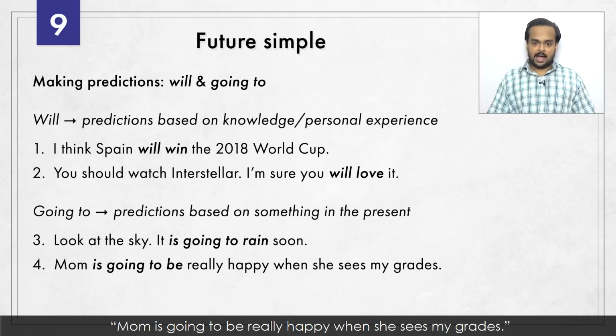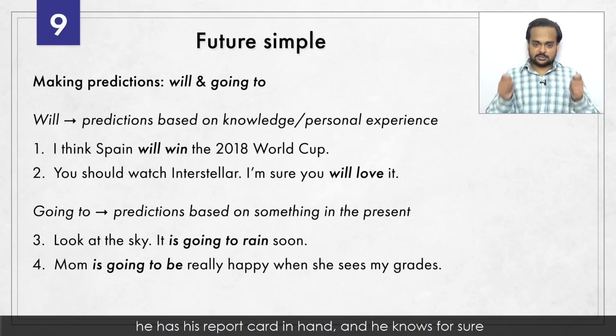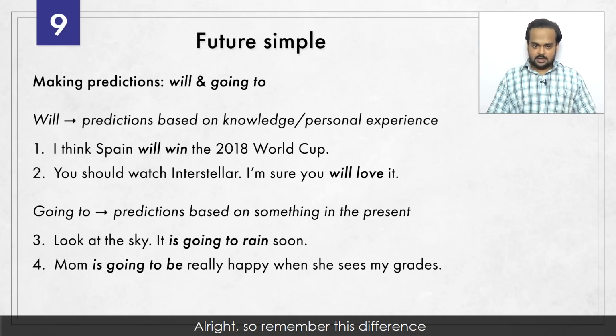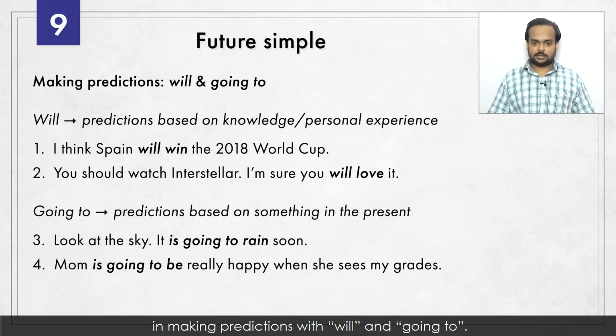Mom's going to be really happy when she sees my grades. So this kid has done really well on his exams. He has his report card in hand, and he knows for sure that his mother is going to be happy when she sees it. All right, so remember this difference in making predictions with will and going to.